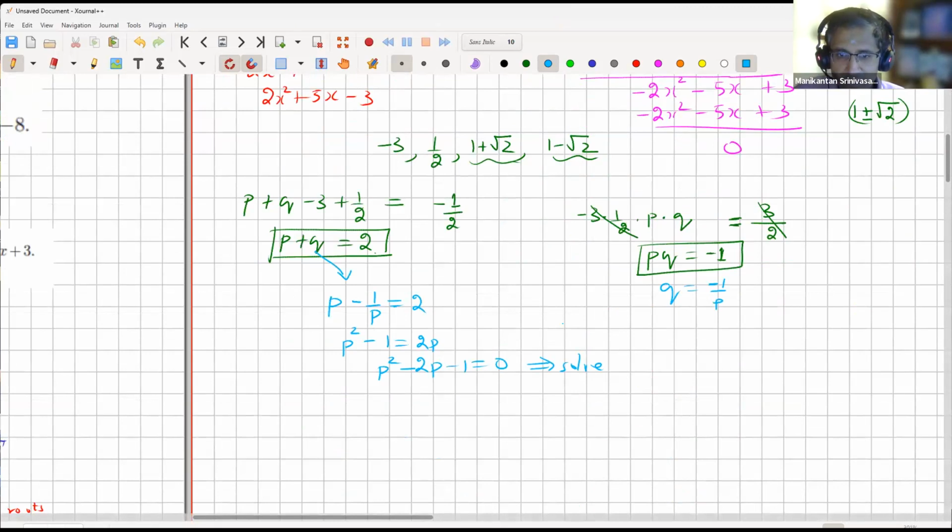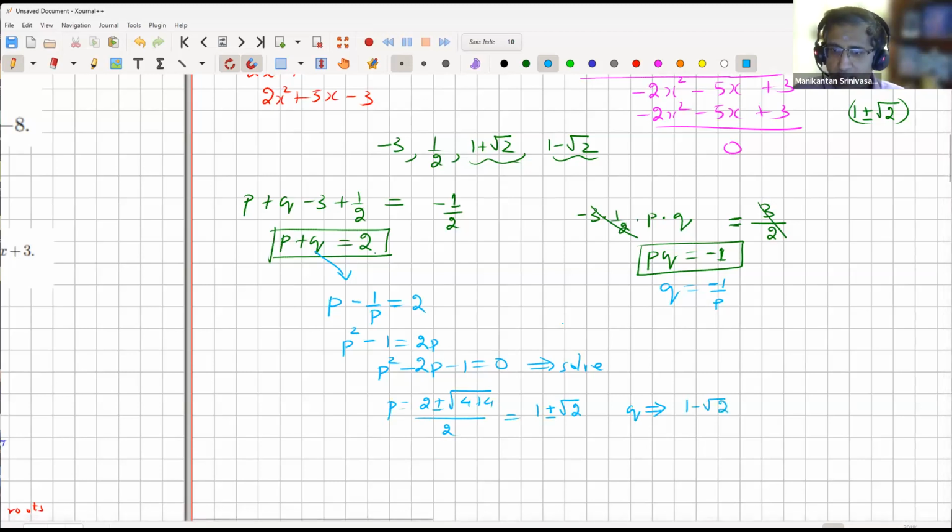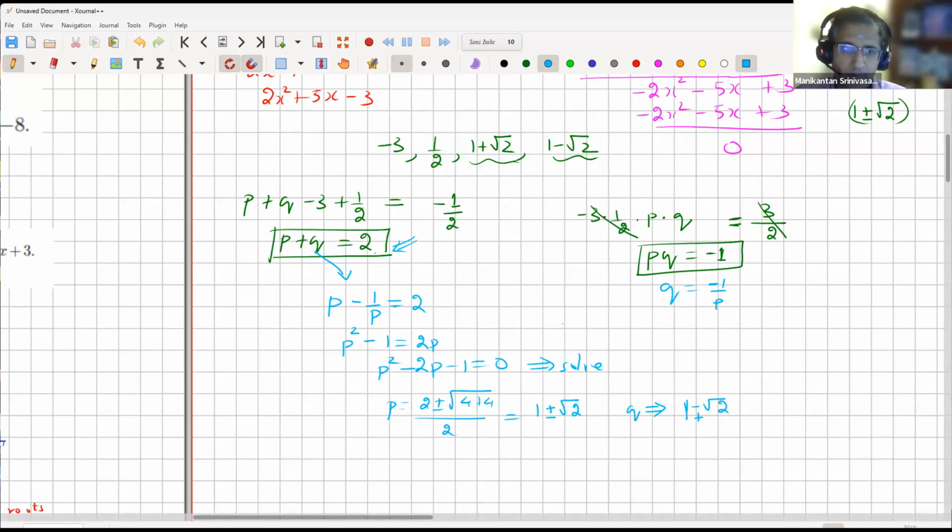That's the only difference. So we'll solve p is minus b plus or minus root of b square minus 4ac, whole upon 2a, and we'll arrive at 1 plus or minus root 2 as p. And q equivalently has to be the reverse. If p is 1 plus root 2, q has to be 1 minus root 2, so that the sum adds up to 2, because we want p and q to add up to 2. Similarly, if p is 1 minus root 2, then q will be 1 plus root 2. So p and q between them are 1 plus root 2 and 1 minus root 2, in whichever order, doesn't matter. Does that make sense?